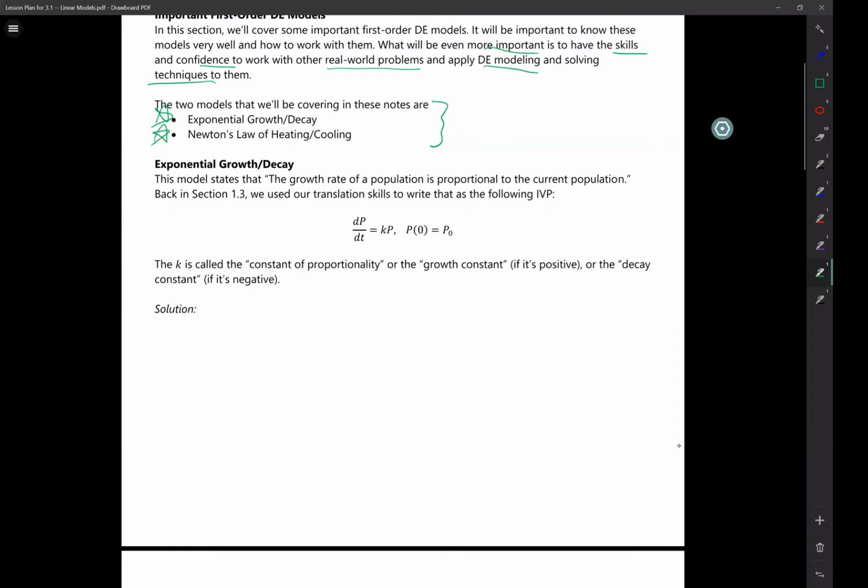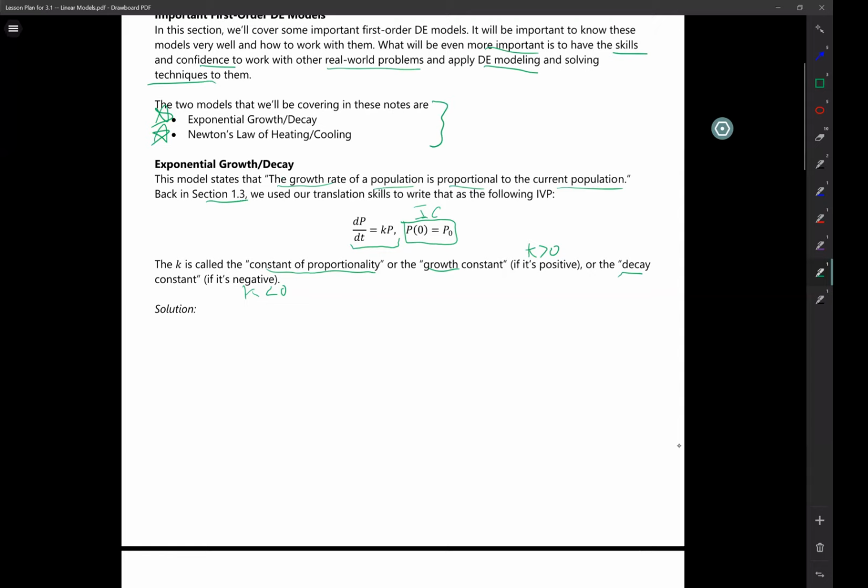So let's continue. Let's talk about our first model, the exponential growth or decay model. We talked about this back in section 1.3. Again, what it says is that the growth rate of a population is proportional to the current population. Pretty simple. We convert that into the math: dP/dt is equal to kP. Remember, k here is the constant of proportionality. If k is positive, then it's a growth constant. And if it's negative, then it's a decay constant. It's getting smaller. Remember, we always can have some initial condition. This is what makes it an IVP. We might know what P naught is in a specific problem, or we might just know it's some generic P naught.